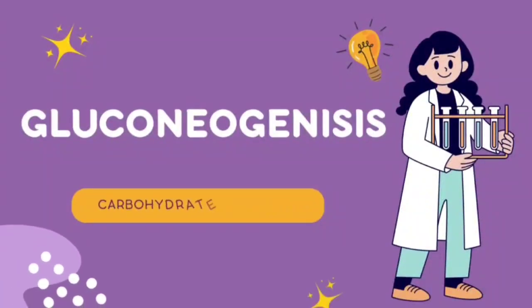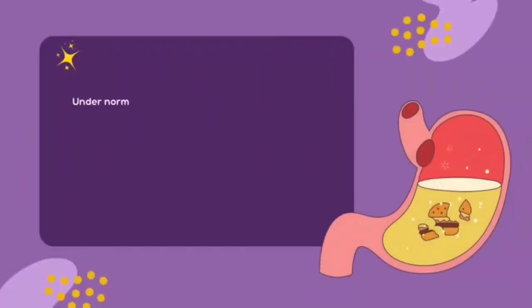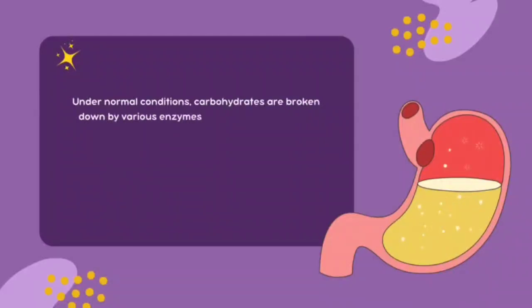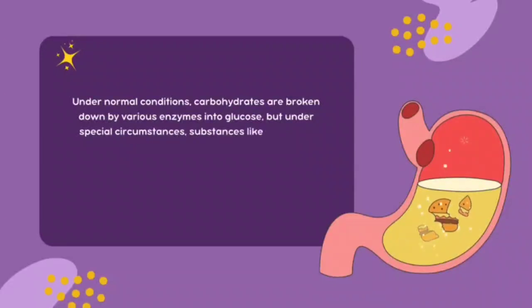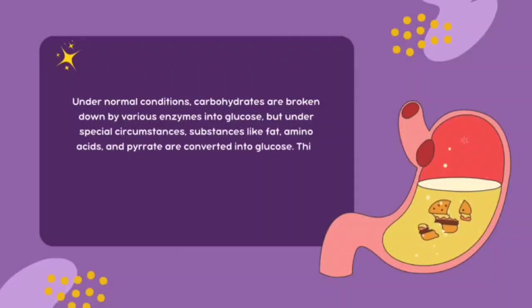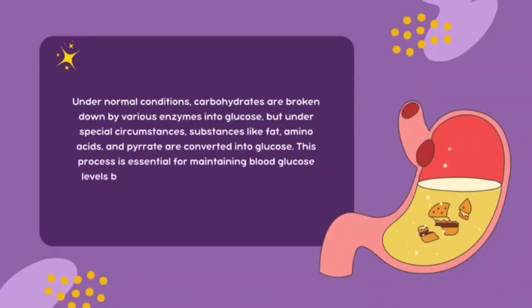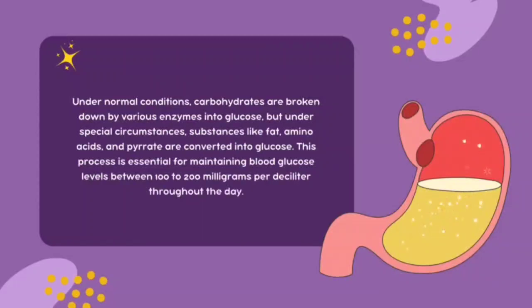Now, let's talk about gluconeogenesis, a carbohydrate metabolism process. Under normal conditions, carbohydrates are broken down by various enzymes into glucose, but under special circumstances, substances like fat, amino acids, and pyruvate are converted into glucose. This process is essential for maintaining blood glucose levels between 100 to 200 milligrams per deciliter throughout the day.